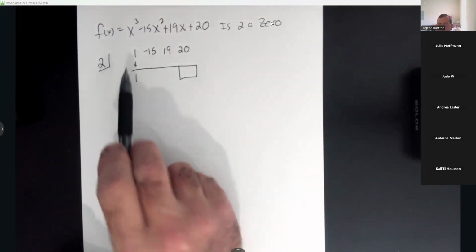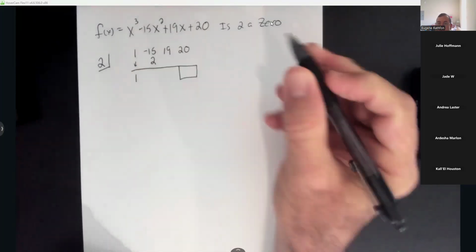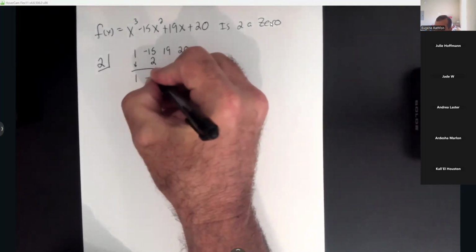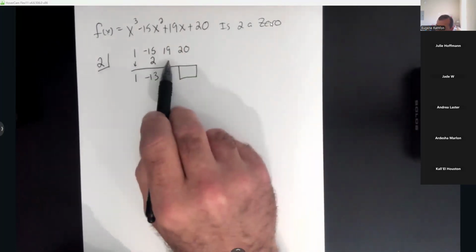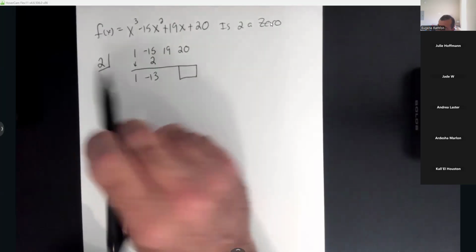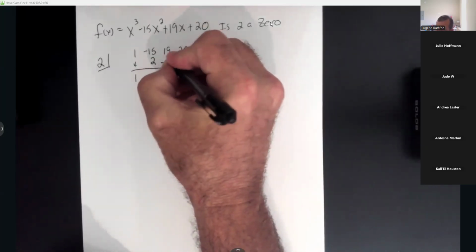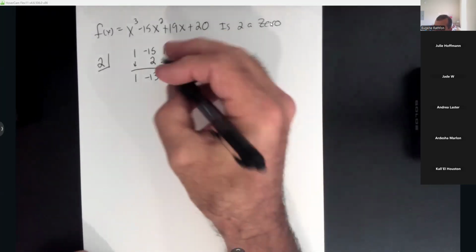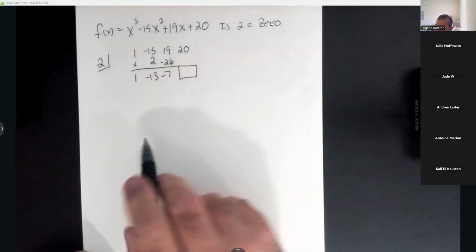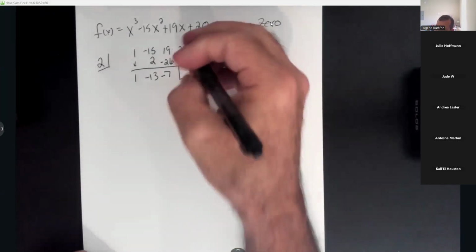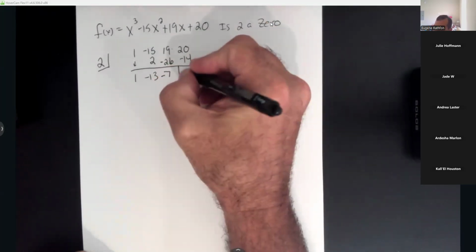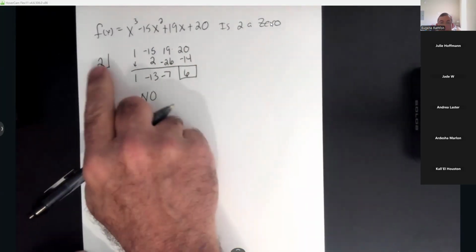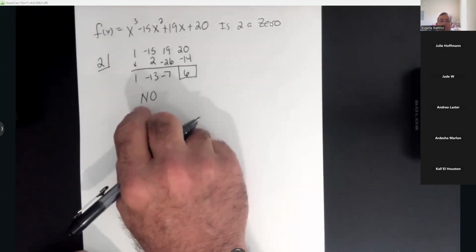So 1 times 2 is 2. That's going to go into the next column. Negative 15 and 2 give you a negative 13. So now we're going to multiply and get the next column. Negative 13 and 2 is negative 26. All right, 19 and negative 26 give me a negative 7. And then y'all, negative 7 times 2 is a negative 14, which gives me a remainder of 6. So that means no, 2 is not a 0.